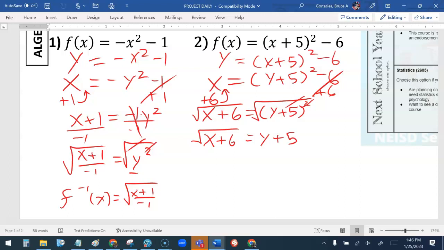Okay, lots of steps, but we're almost done. Once we have y plus 5, I got to get rid of that plus 5 by doing the opposite, which is minus 5, right? So on both sides, I'm going to put minus 5 here. Please remember, it does not combine with that 6. You have to put it after the square root sign. So I can write it in my final form, f inverse of x equals the square root of x plus 6 minus 5.